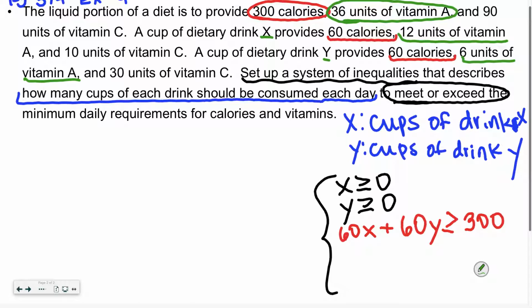Write the inequality to match that. 12 units of vitamin A from drink X, 6 units of vitamin A from drink Y, needs to meet or exceed 36 units. 12 units from drink X plus 6 units from drink Y needs to meet or exceed the 36 unit requirement. Are we done?